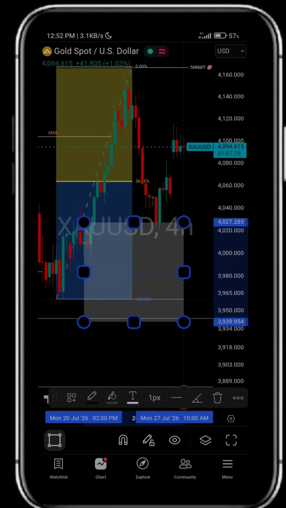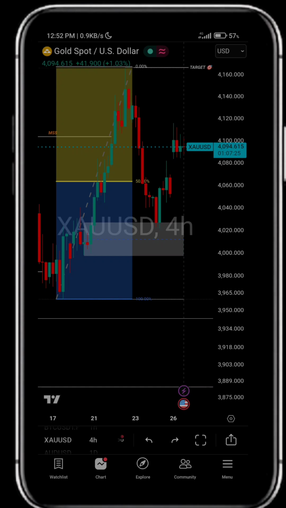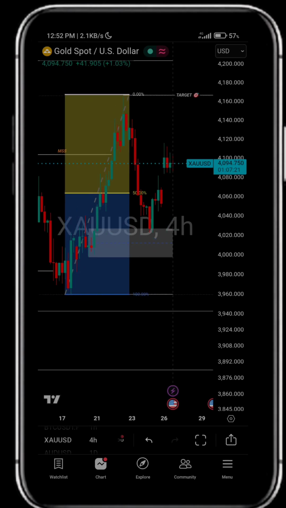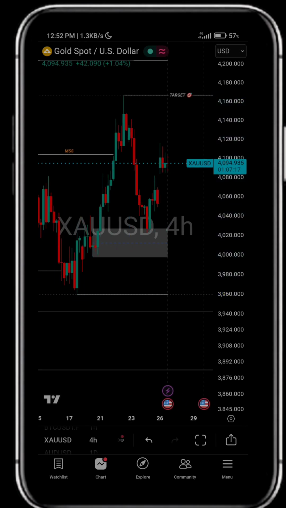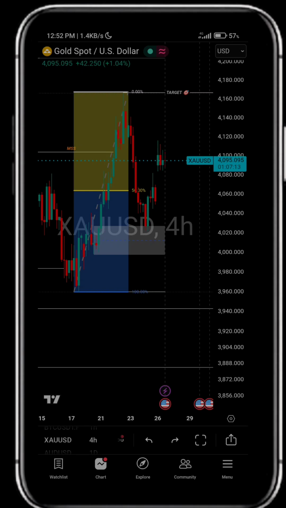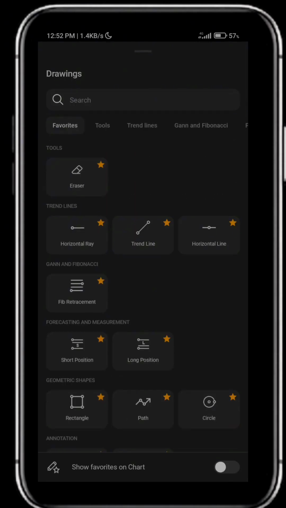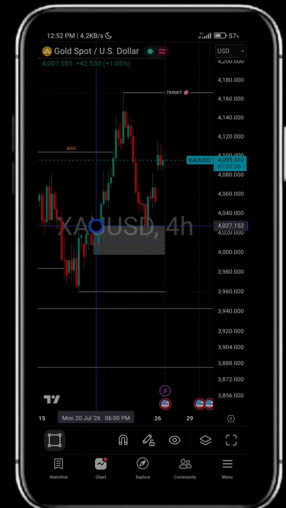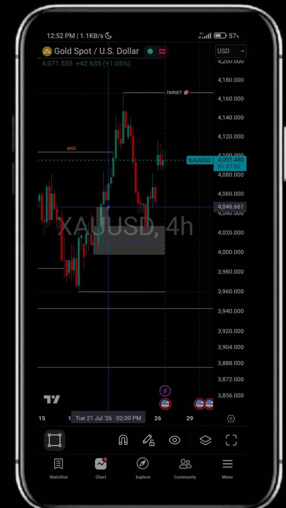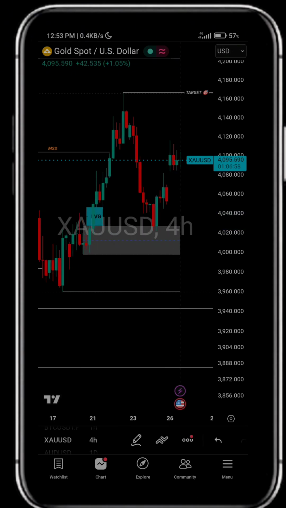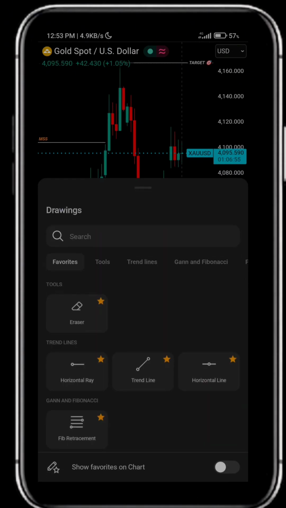Sorry, I'm going to set that properly. In this discount zone, we're going to mark out the confluences. Let's take out this Fibonacci. So we have the targets and the discount zone. We are going to apply an FVG here. We have an FVG, and we have this.